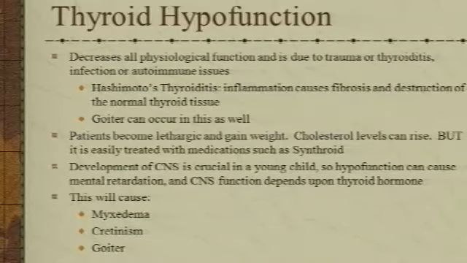Cholesterol levels can rise is another thing as well. Development of the central nervous system, the T3 and T4, is really essential for development of the nervous system in a child. So if there's low levels, they can have mental retardation, okay? That'd be cretinism. Myxedema is going to be in an adult. We're going to go through all these and then a little bit more on goiter.